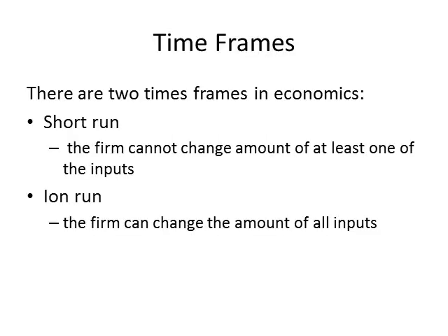The purpose of the firm is to produce things. In this video, we will look at production. There are two time frames in economics: the short run, where the firm cannot change at least one of its inputs, and the long run, where the firm can change all of its inputs.